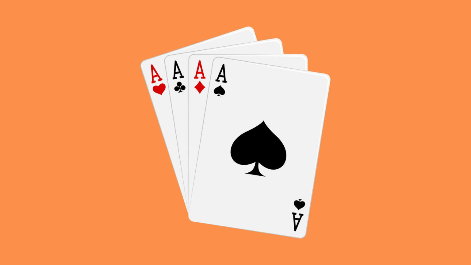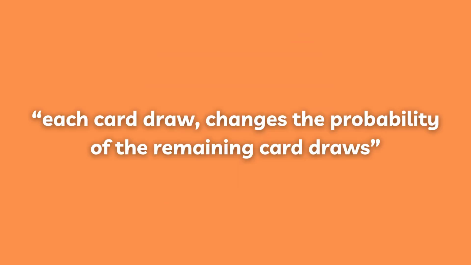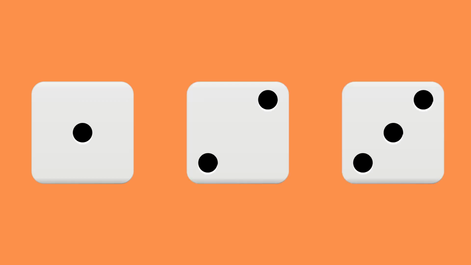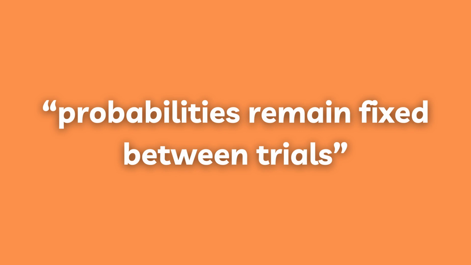So if you draw 3 cards from a card deck wanting to get the ace of hearts, this is actually not an example of a binomial distribution, because each card you draw affects the probability of each of the remaining cards that you draw. Throwing a die, on the other hand, 3 times, wanting to get 6 on all 3 throws, that is an example of a binomial distribution, because the probabilities remain fixed between trials.